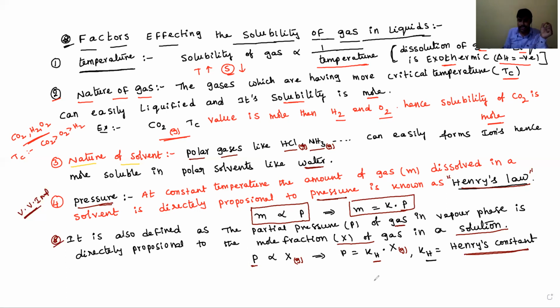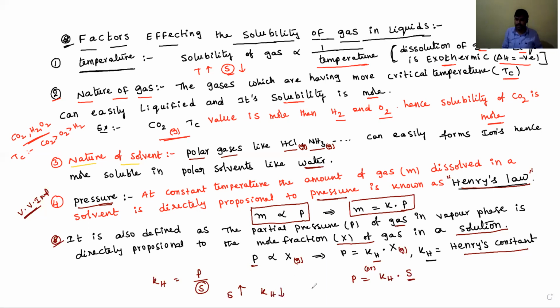From this, Kh is equal to P by X. In place of mole fraction, we can write solubility also, because if the amount of gas is increasing, solubility will increase. So we can write P is equal to Kh into solubility. Okay students, from this Kh is equal to the pressure by S, the solubility. For example, if solubility S increases, then the Kh value will decrease.